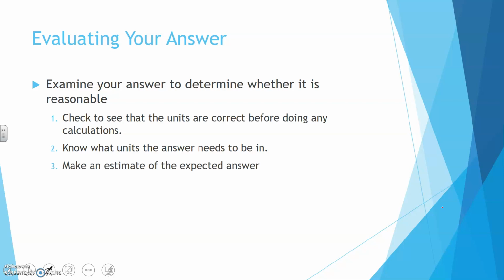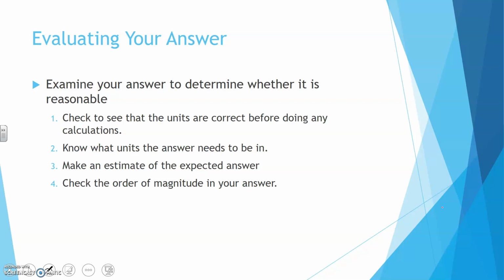Then make an estimate of the expected answer. This is what I was talking about with the seconds and the years. You don't have to be perfect on this, but this helps avoid a lot of calculator errors. If you're trying to calculate the number of seconds in a year and you get 45 seconds, it is obvious that it's way off, because 45 seconds passes in less than a minute. You'd have some really funky years if that's how many seconds there are in a year.